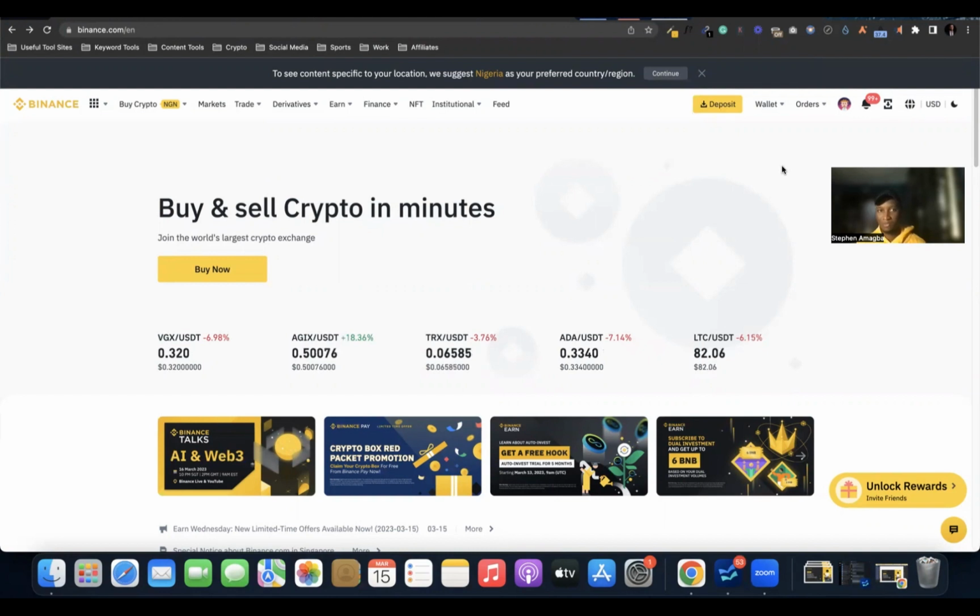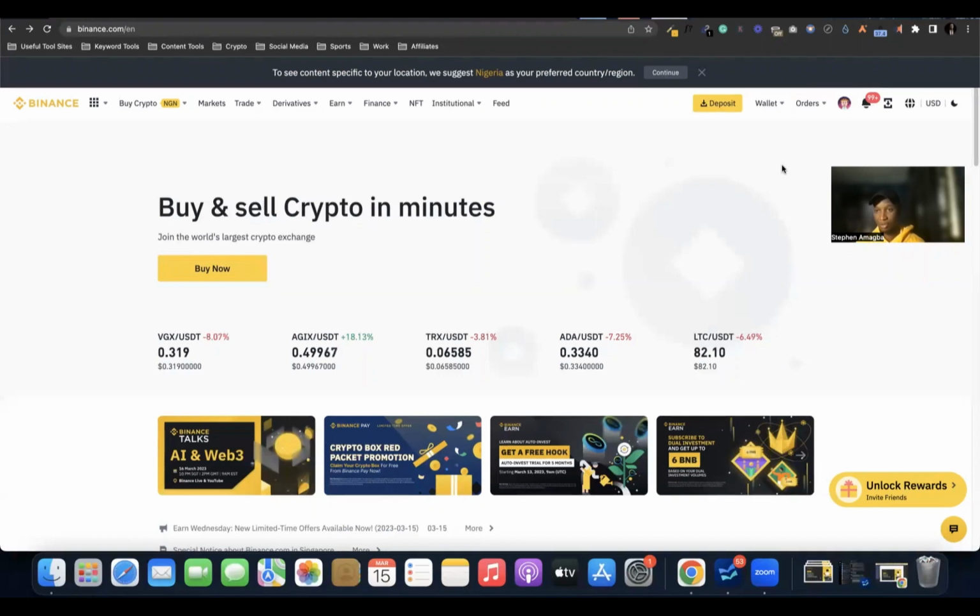So guys, welcome to the Binance platform. You can get to this page by going to www.binance.com and logging into your Binance account, which I believe you must have had by now, verified and secured, like we treated in the first module of this course.